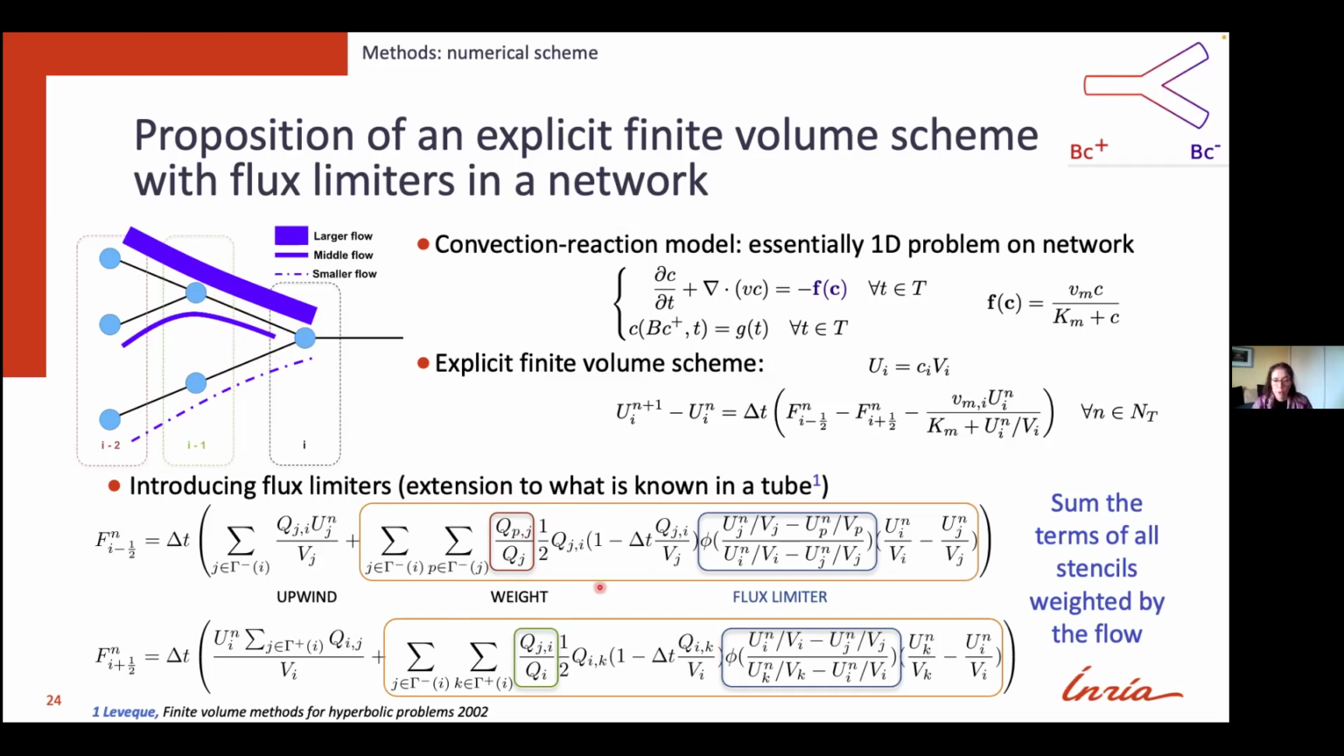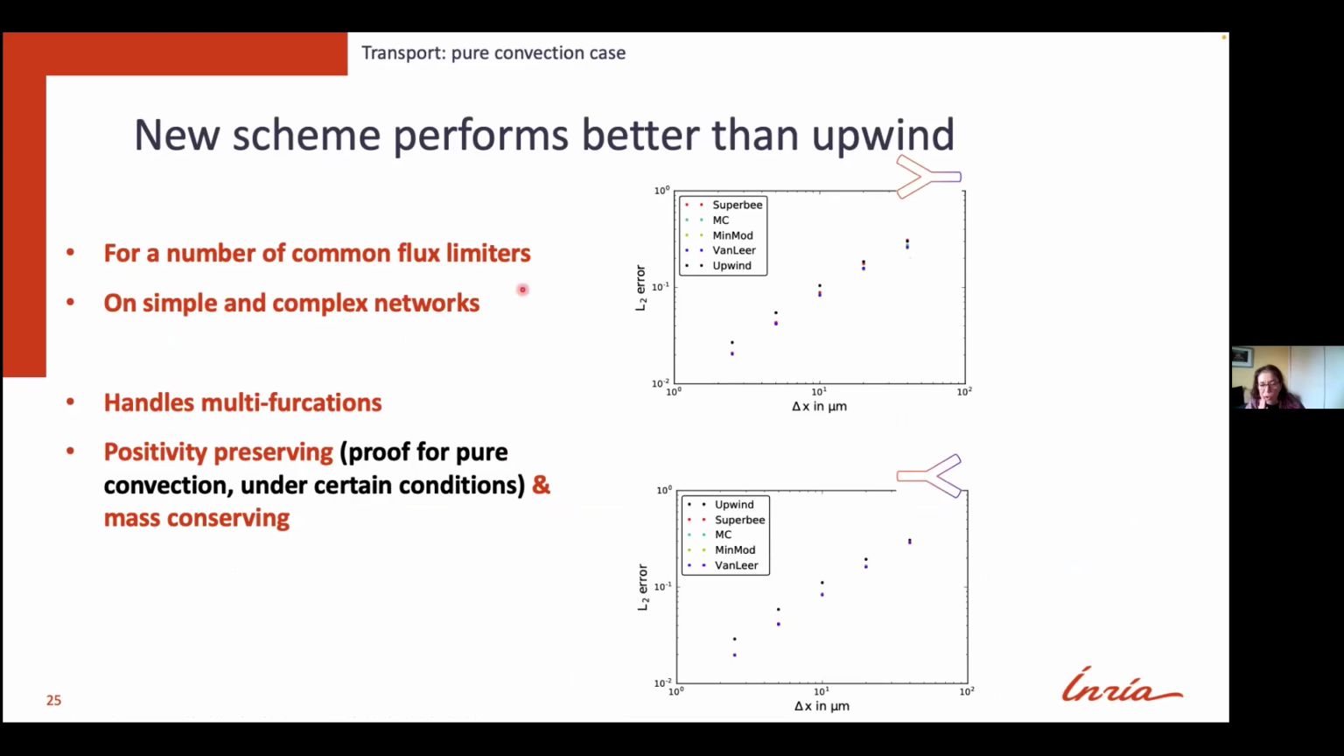And here it really handles multiplication, and we could show mathematically that it's preserving positivity, and it's conserving mass by design. Here you see the L2 error for a simple converging bifurcation versus a bifurcating bifurcation, for 5 different slope limiters. The behavior is roughly the same for these different slope limiters.